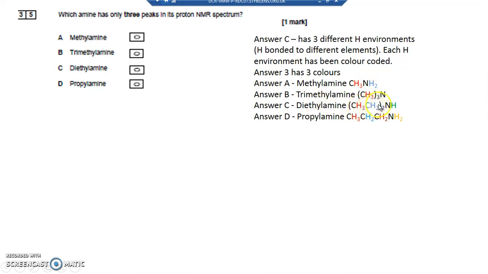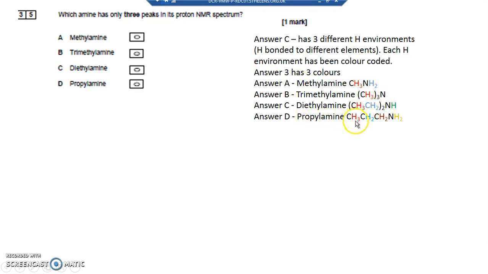So we've got 2 ethyl groups. The 2 ethyl groups are equivalent because they're both bonded to the same N, so they're both identical in that respect. The CH3 H's are different from the CH2s, so let's call those red, let's call those blue, and we've got an NH here because the N is bonded to 2 ethyl groups. It needs a third bond, an H. There's 3 colours there, so that'll produce 3 peaks, 3 different hydrogen environments.